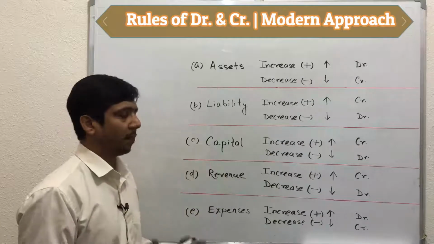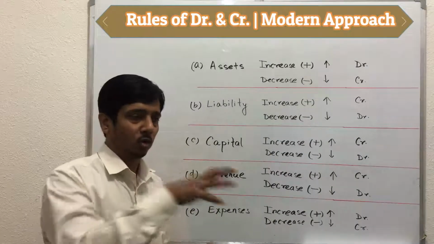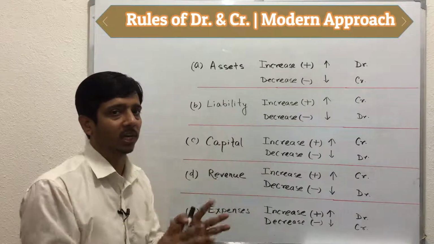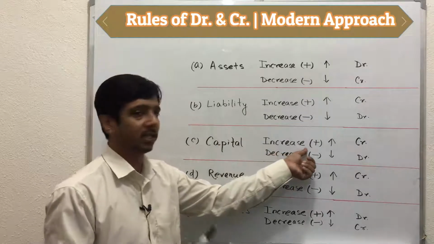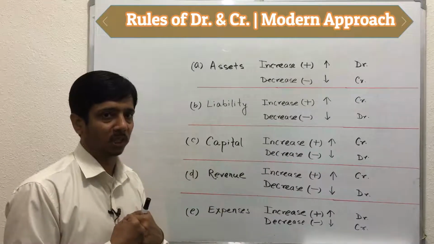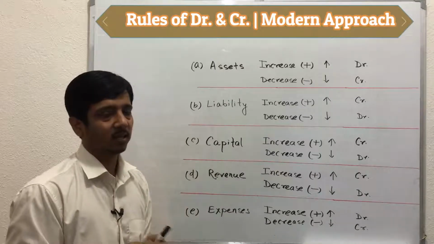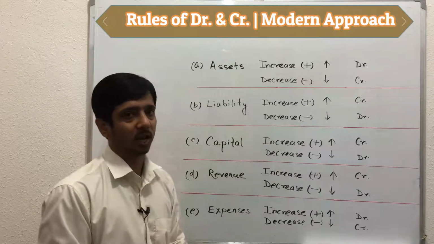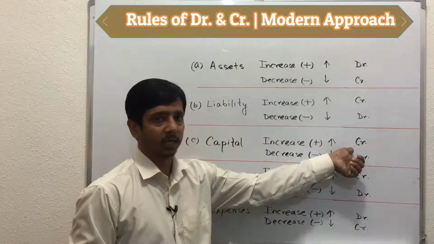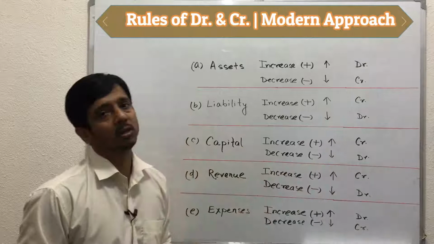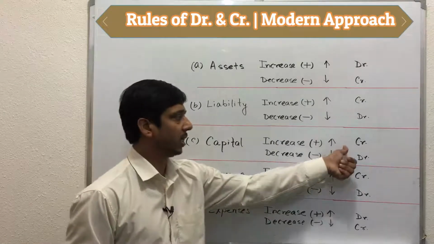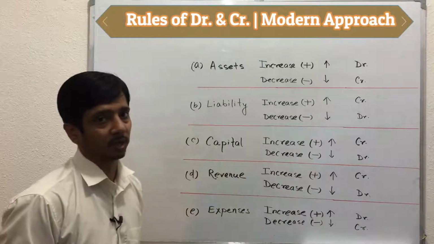Next is the capital. Capital is the amount invested by the owner into the business. If you invest into the business, your capital will increase. At that time, you will credit it. If you withdraw the capital from the business, so your capital will decrease, and that's why in that case you will have to debit that. So increasing the capital will be credited and decreasing the capital will be debited.